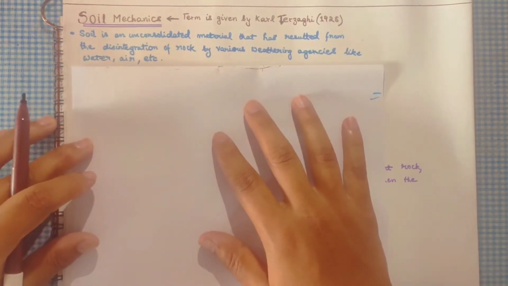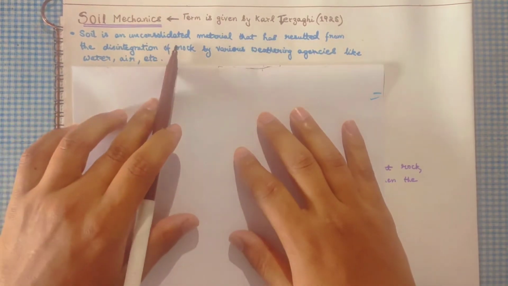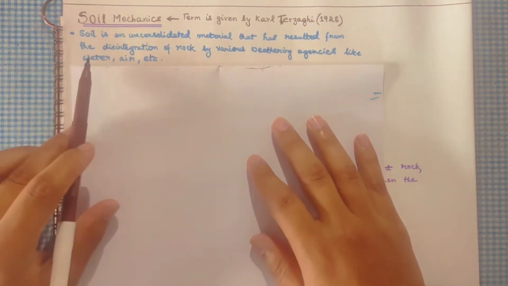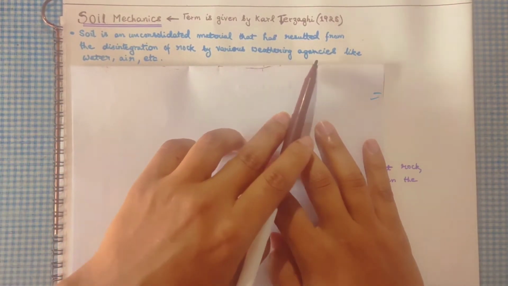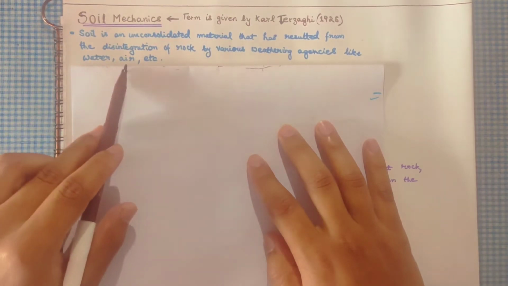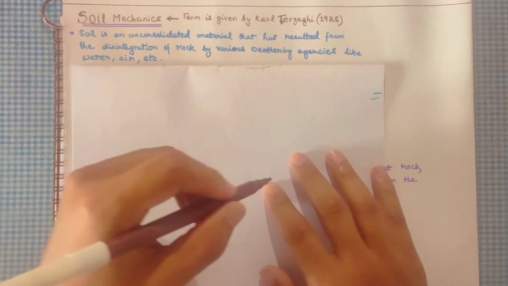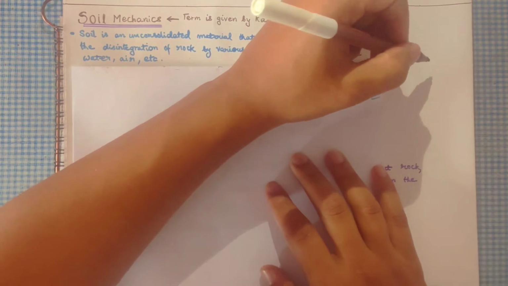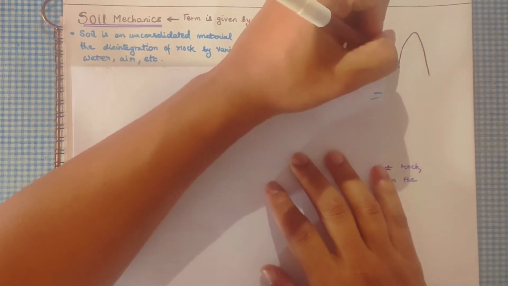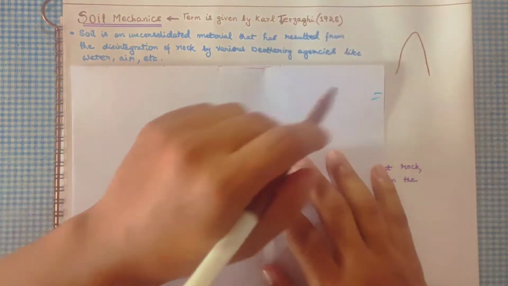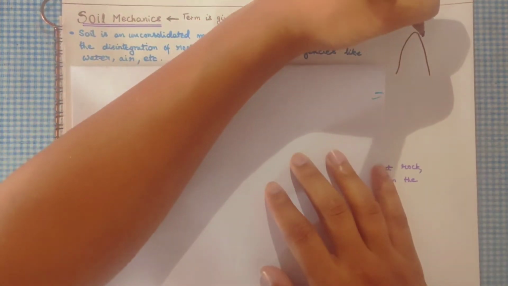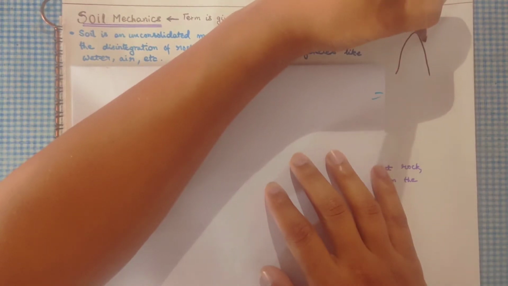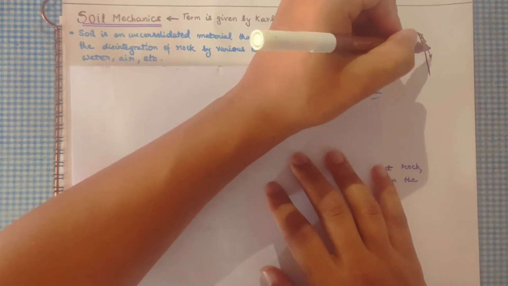Soil is an unconsolidated material that has resulted from disintegration of rock by various weathering agencies like water and air. We can imagine it like this. Suppose this is a big rock. The soil occurs by the disintegration of this rock. Suppose these are the disintegrated parts coming from this parent rock.